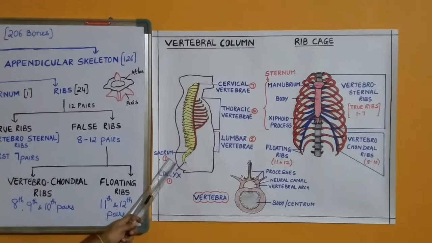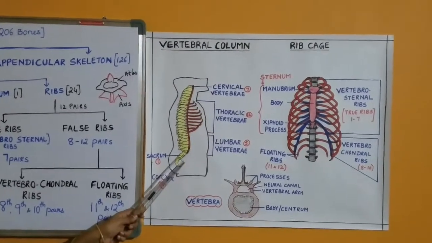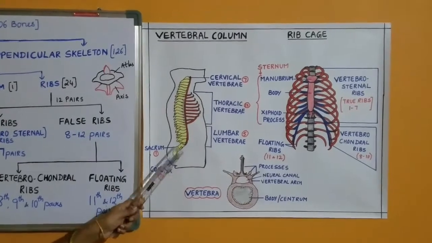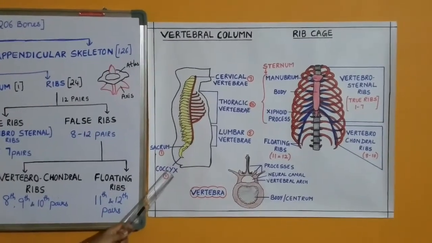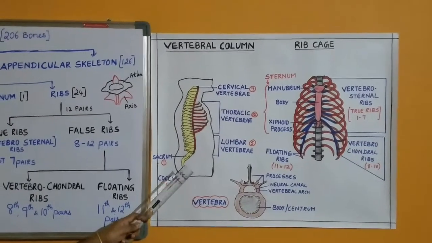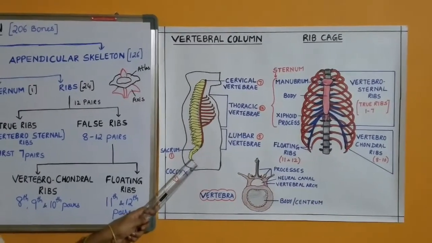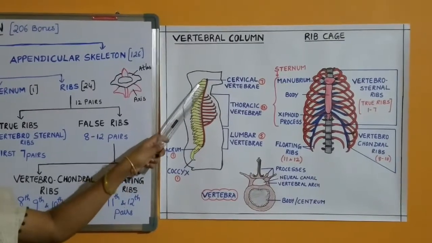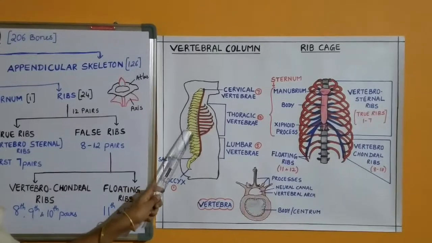The fourth one is the sacrum. It is a triangular bone which is formed by fusion of 5 sacral vertebrae. And the last one is the coccyx, which is also a triangular bone formed by fusion of 4 coccygeal vertebrae. The functions of the vertebral column are, it protects the spinal cord in its neural canal.